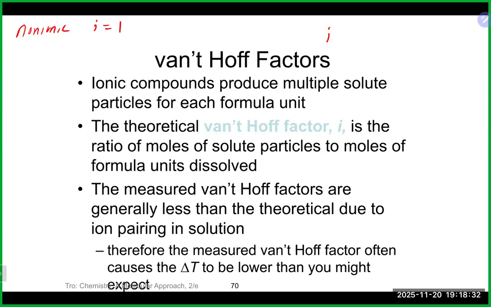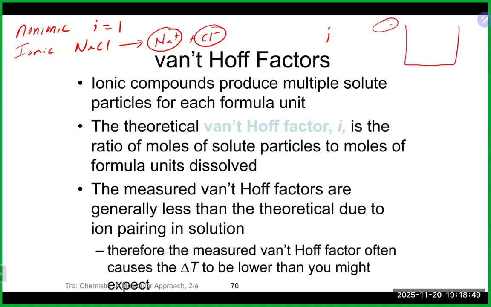Now, if you have something that's ionic, for example, like sodium chloride, when sodium chloride goes in for a swim, it's not going to stay together. It is going to produce two ions for every formula unit that you put in there. So you get kind of a one-for-two situation. You dump that in, you now have two things floating around in that solution rather than one for one. And in that case, i would equal two.